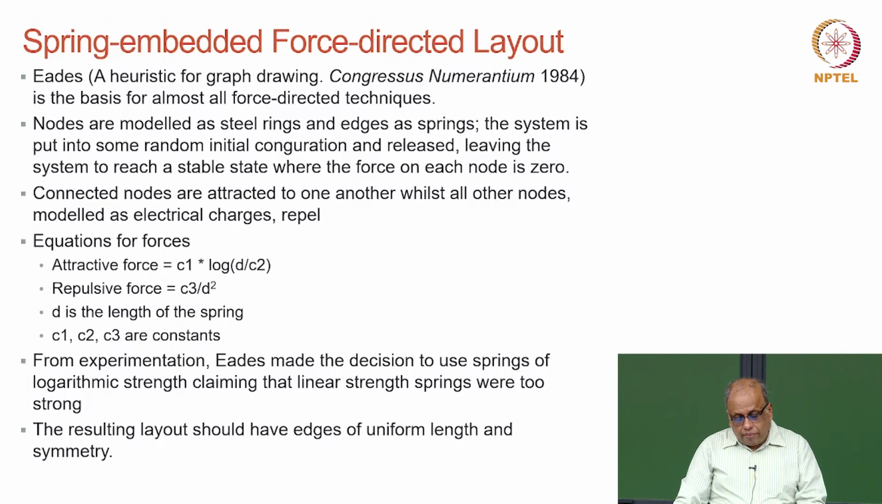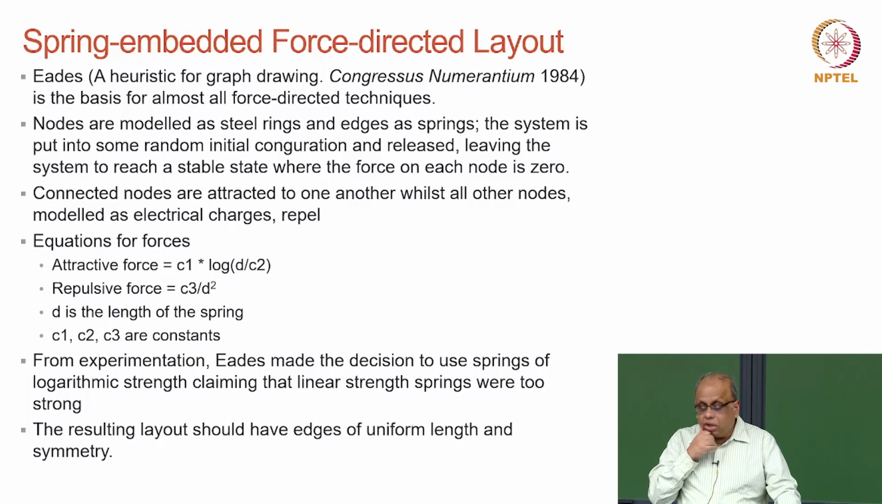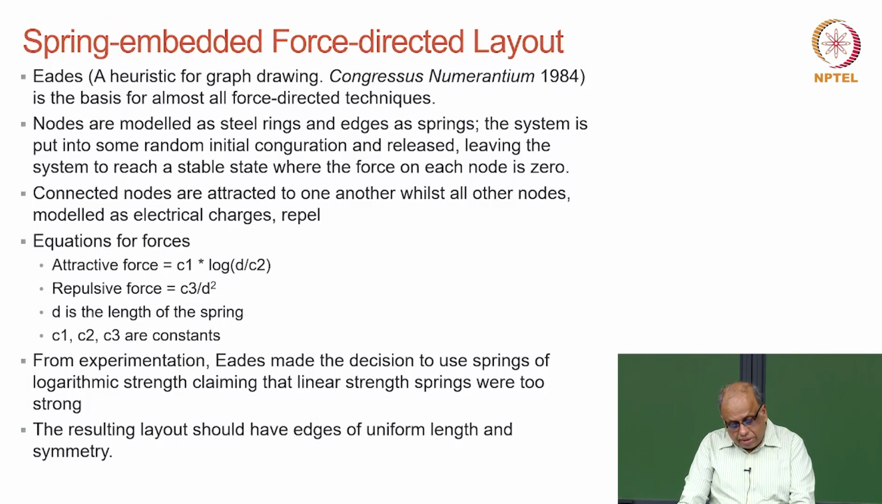So the nodes will have an attractive force, which is given by C1 times log(d/C2). And there is also a repulsive force. So the nodes are also repelling each other. So if they come close to each other, they will start repelling each other. Where C1, C2, C3 are all different constants, and d is the distance between the nodes. So this was the first kind of force-directed layout algorithm developed by Eades, and it showed some good results.